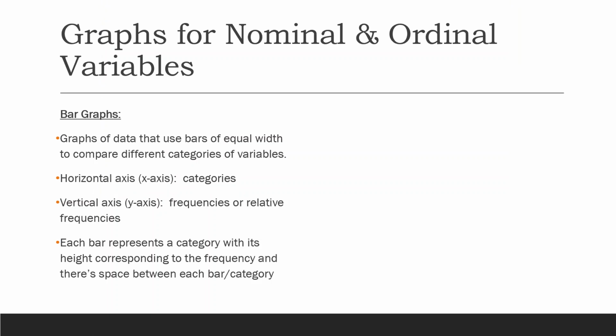One of the most commonly used graphs for these variables are your bar graphs. Bar graphs are graphs of data that use bars of equal width to compare different categories of your variables, right? On your horizontal axis, you're going to have the distinct categories. Each are going to be a separate bar with space in between.